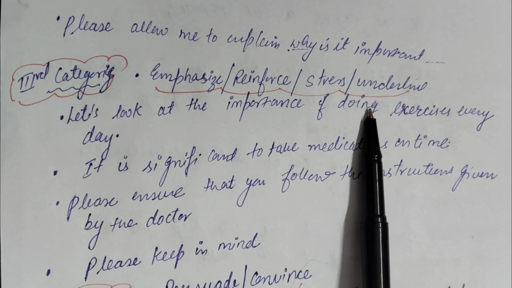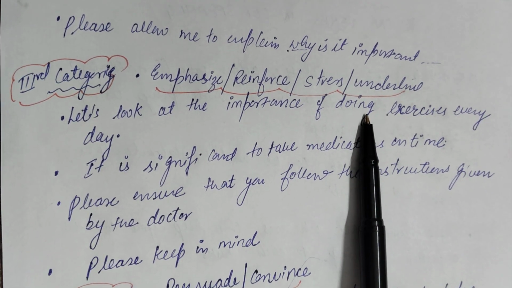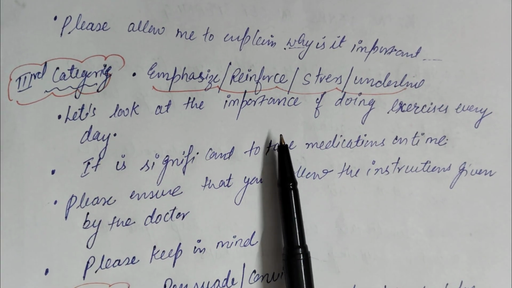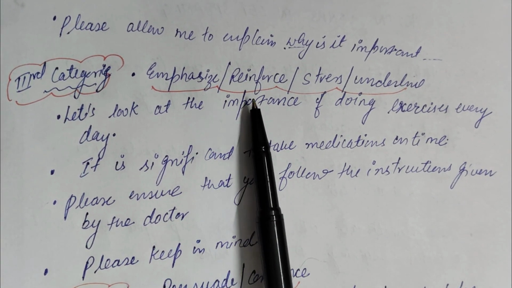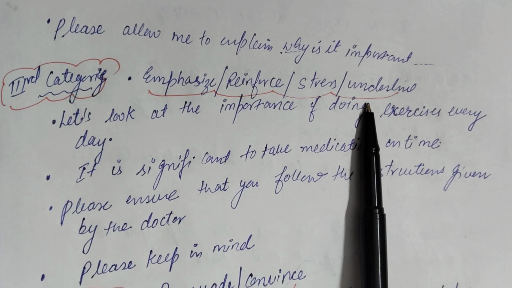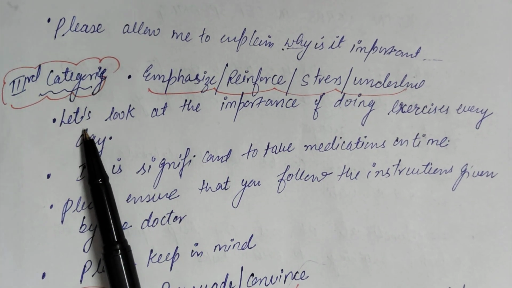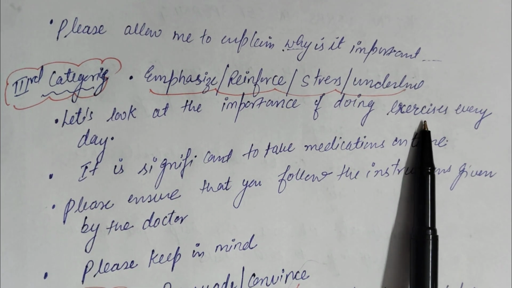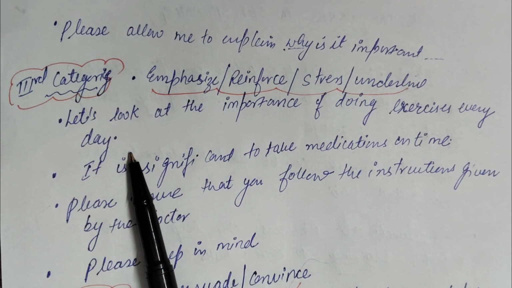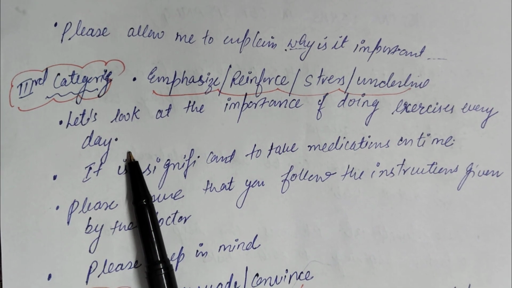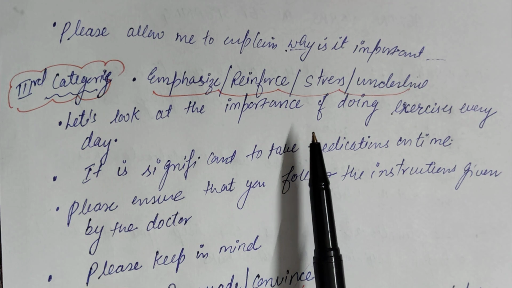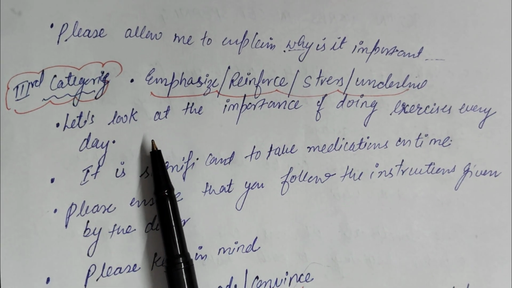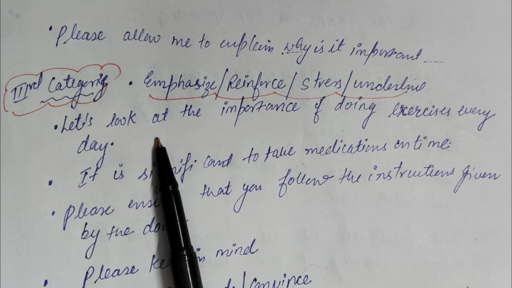In this, we tell the patient something important, and there are some things we also have to tell them to avoid. So that is the emphasis, reinforce, stress and underline. The main functional phrases we can use are: let's look at the importance of doing exercises every day. It's a different synonym, because most students use "I would like to tell you the importance of", but this is a different phrase we can use in OET speaking.